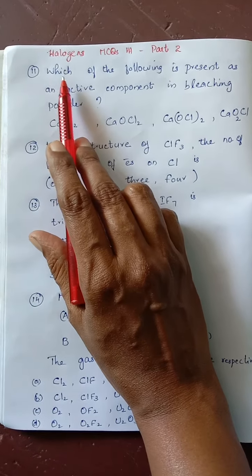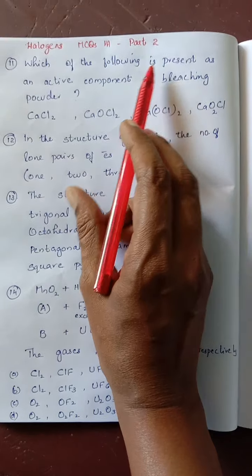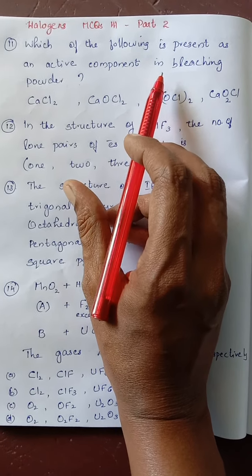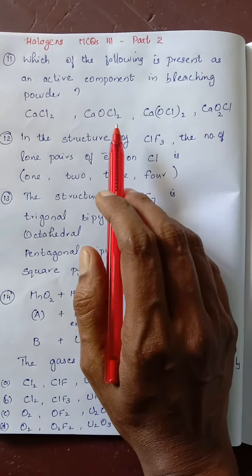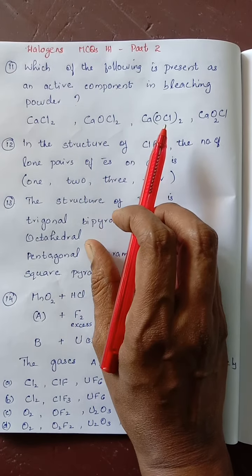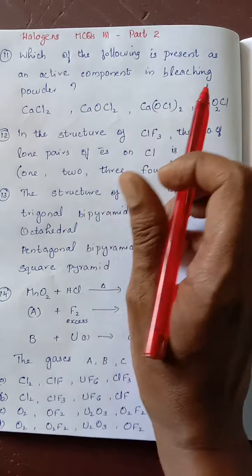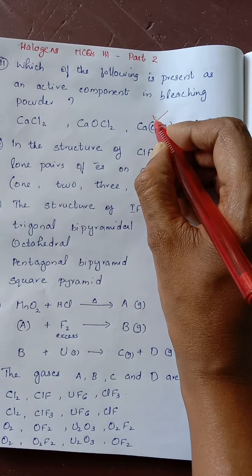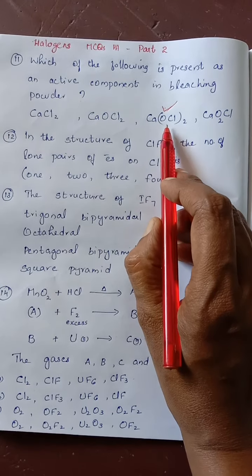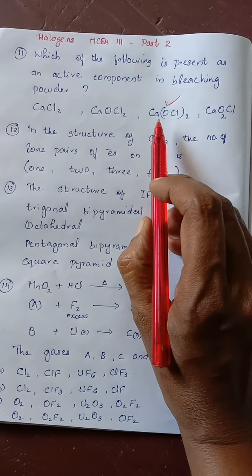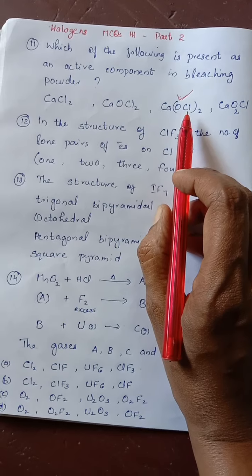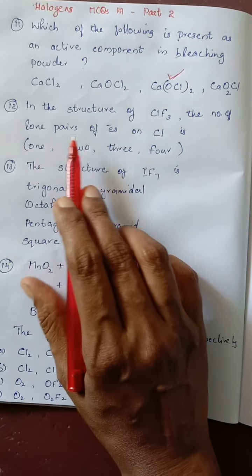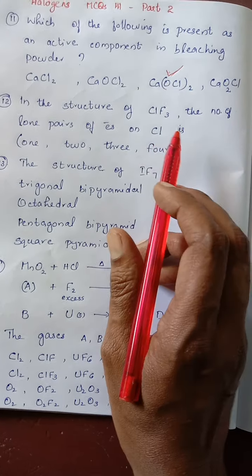Halogens MCQs continuation. Which of the following is present as an active component in bleaching powder? Bleaching powder is mainly calcium oxychloride. So the composition is this one. An active component of bleaching powder is calcium hypochlorite.